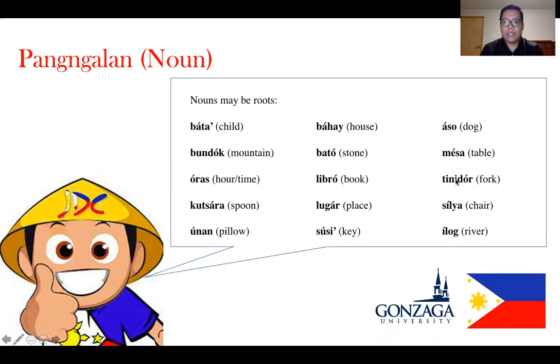And then fork is tinidor, spoon is kutsara, place is lugar. However, you can also call place in Filipino as pook. Okay, it's spelled as P-O-O-K, pook. Okay, and then chair is silya, or it could also be upuan. Okay, and then we have pillow, unan. And then key, susi. So you don't say susi because there's a glottal stop here. So you say susi. Okay? Ilog, okay, for river.